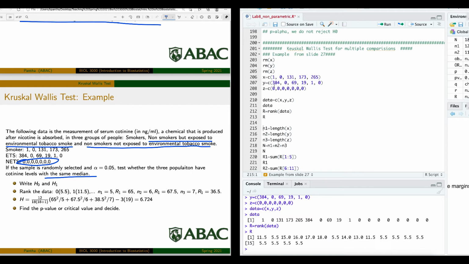So n1 is the length of X, n2 is the length of Y. How many data points are there? Those are the n1, n2, and n3. And uppercase N is the sum of those, meaning the total number of data points.